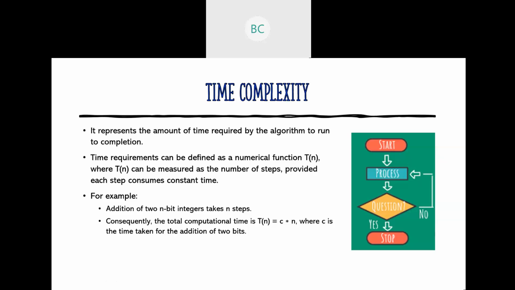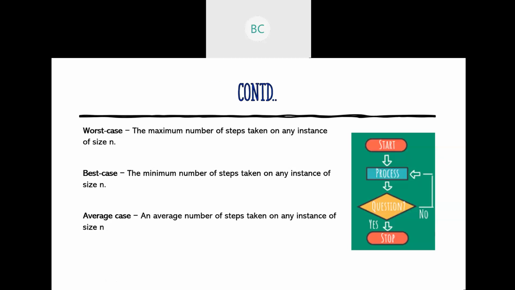So time complexity you can basically measure in terms of C and n. C is the time taken for the addition of two bits, and n is the number of steps taken for adding two n-bit numbers. You will analyze time complexity in three ways: the worst case, the best case, and the average case.